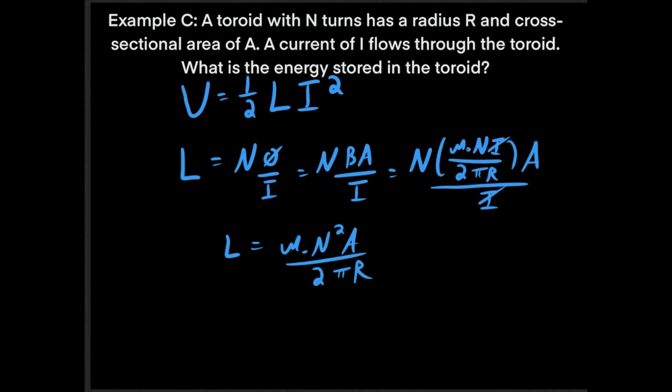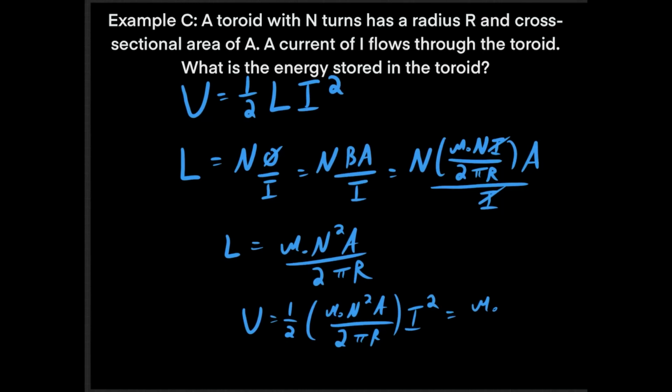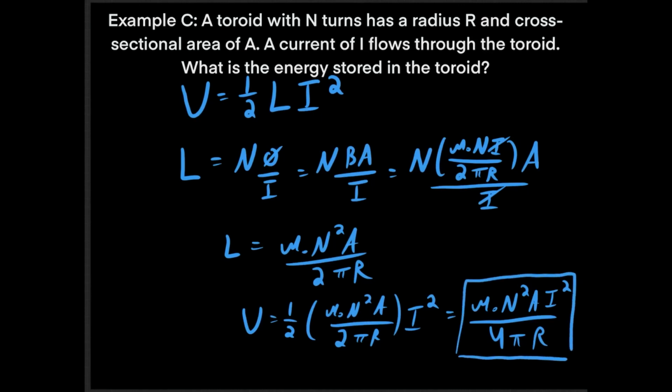And then to find the final answer here, U is 1/2 L, so L is all this stuff over 2 pi r, times I squared. And you get what you get. It's not a pretty answer, but that's the answer here. It's mu sub 0 n squared A I squared over 4 pi r. And that's the value of the energy stored U. And that's it for inductance. In the next one, we're going to look at inductors in circuits.